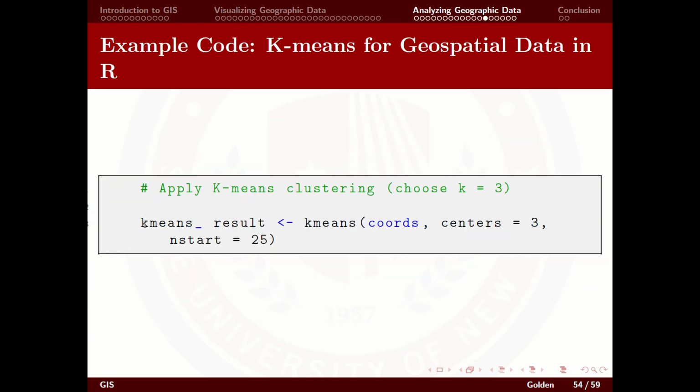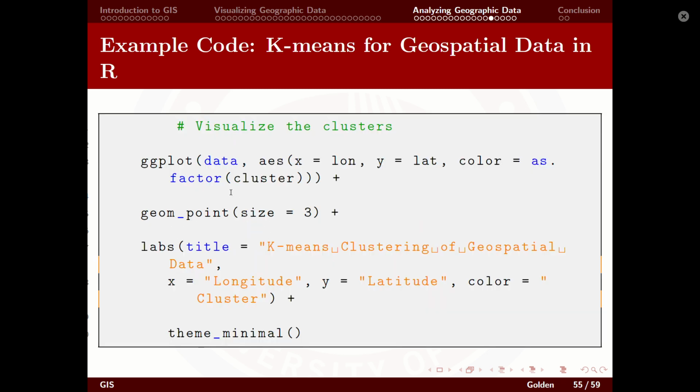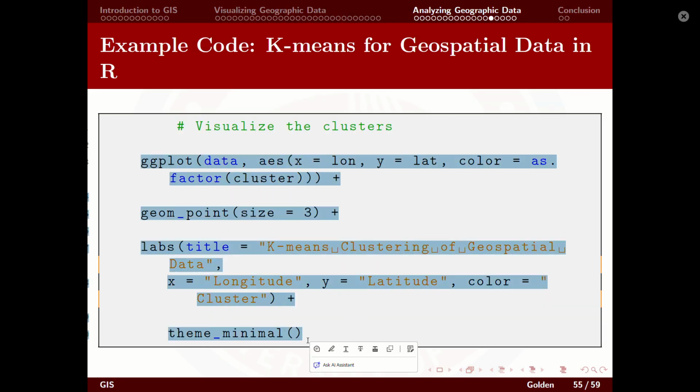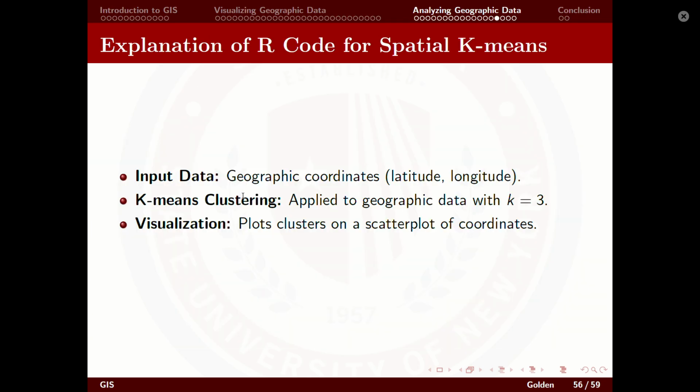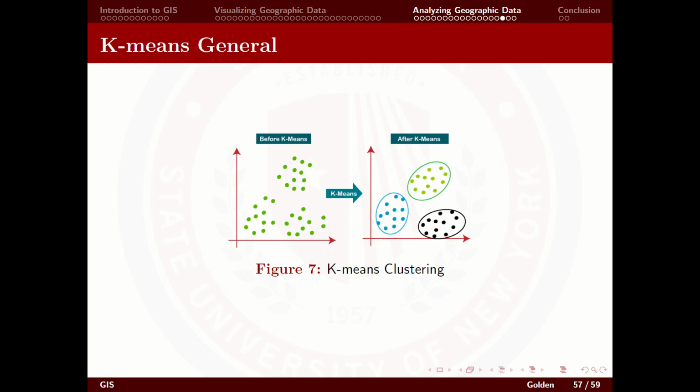And here's how you apply that k-means. kmeans_results equals kmeans, just the function kmeans built in R. Coordinates, centers equals 3. So this is the number of clusters, and then you give it a random initialized starting point, or random seed for initializing starts. And then you can visualize the clusters on your data using ggplot. So you input the data, you perform k-means clustering, and you can visualize the clusters.